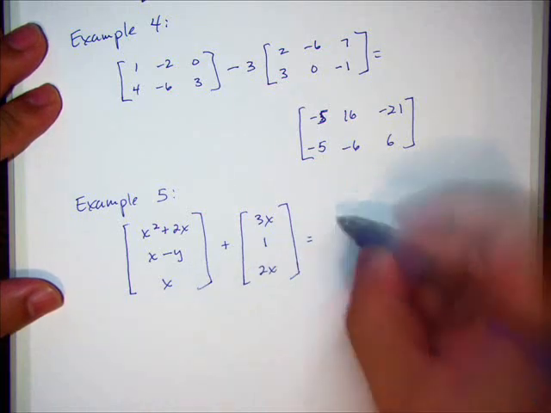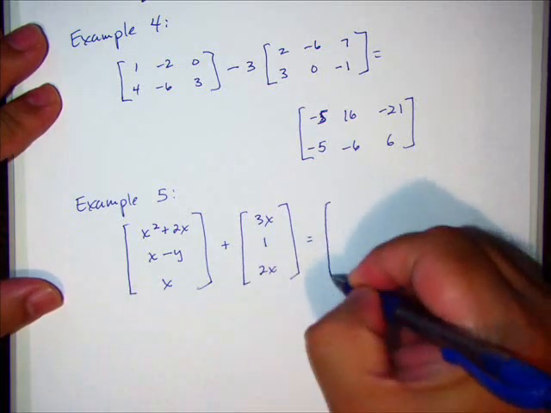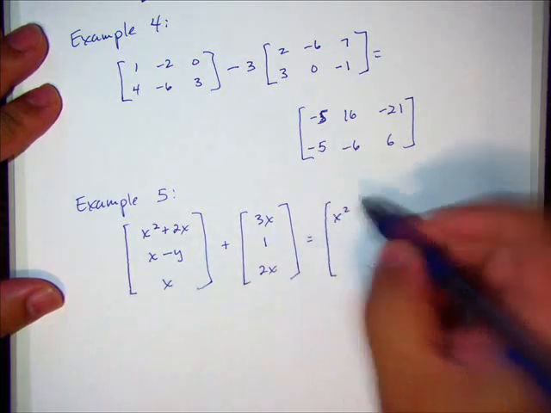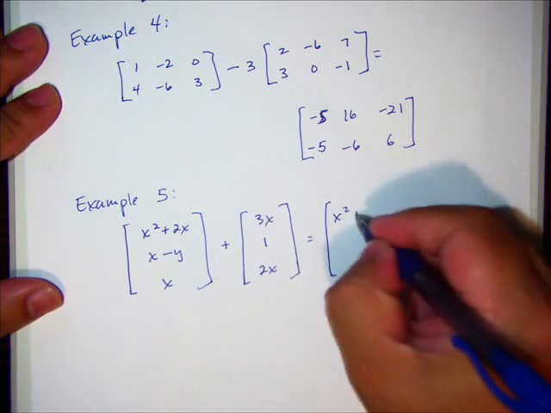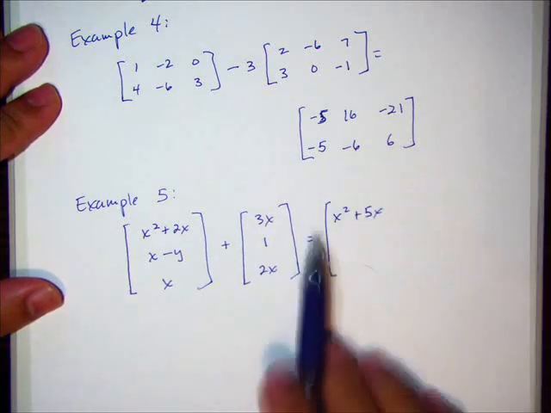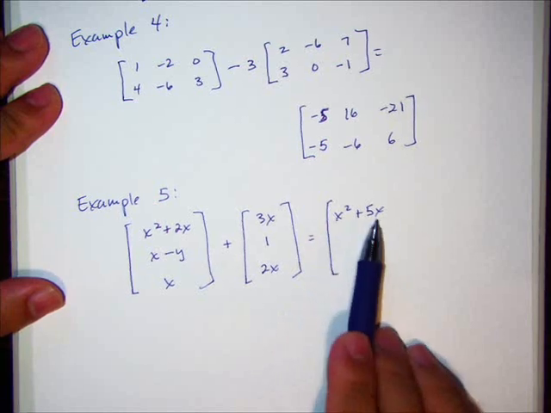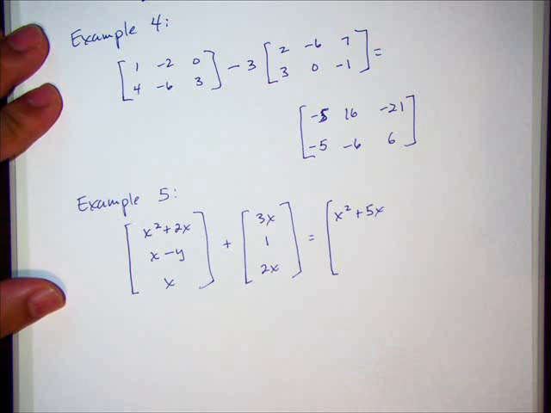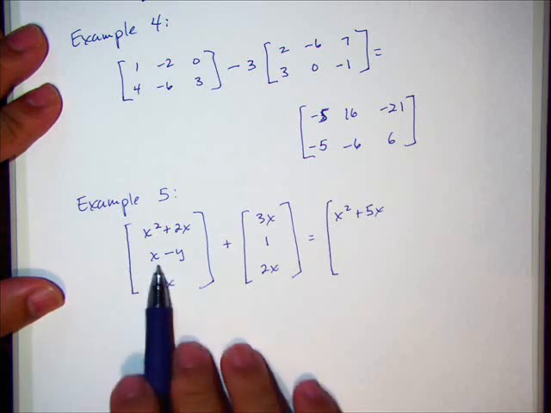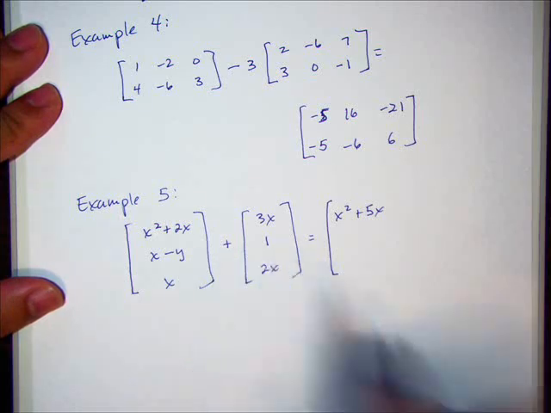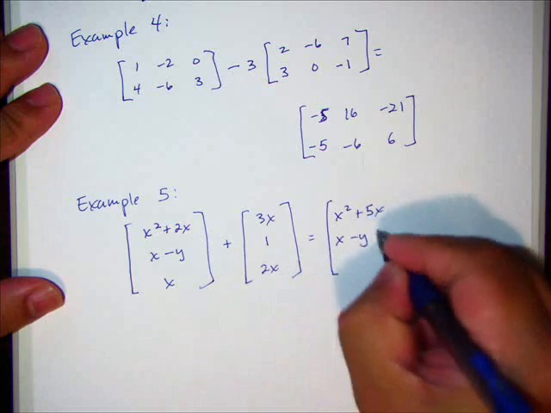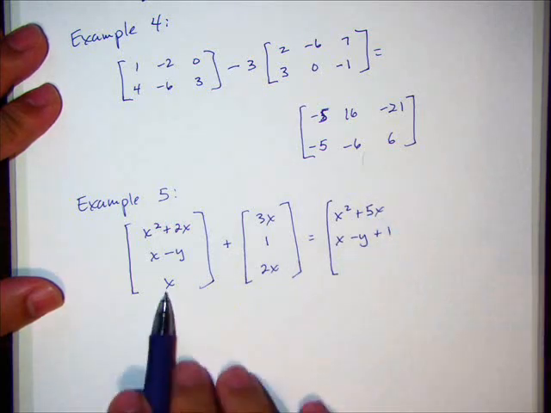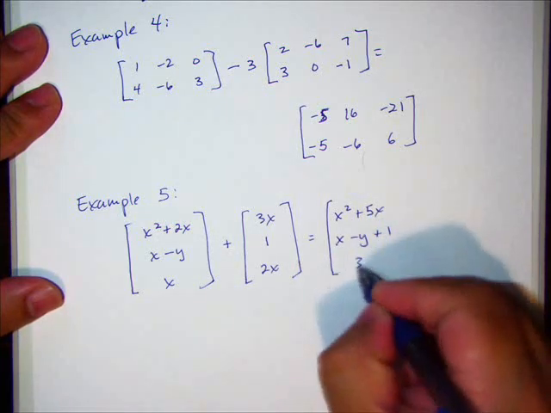All right, so when I combine these two, I'm basically combining just like terms. So I'll go x squared, 2x and 3x makes 5x. A little reminder, this has an exponent, this one doesn't, so I cannot combine them. Remember, when you're combining like terms, they must have the same variable or variables and the same exponents on those variables. So on this one, x minus y plus 1, nothing can be combined other than like that. And the last one, x plus 2x makes 3x.